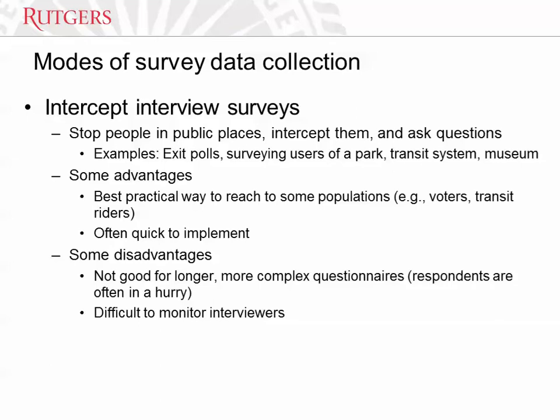So we'll begin with what's called the intercept interview survey. This is a basic and often inexpensive way of collecting survey data. It's essentially stopping people in public places, with your clipboard or your tablet computer, and asking them questions. A typical example of this is exit polling, where people are stopped after voting and interviewed about how they voted and why. But it's also useful for things like surveying users of a park or a transit system or a library or a museum or a health clinic, anywhere where people are naturally gathered in a public place. They can be stopped and interviewed.